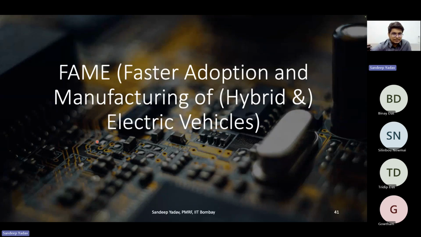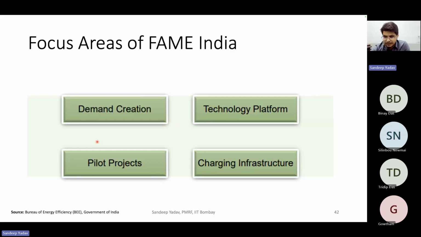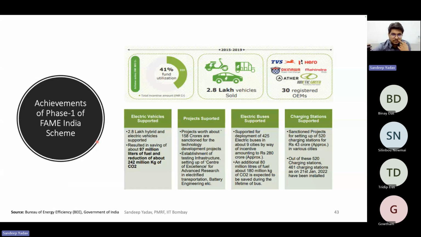There is one more scheme in the automobile sector, that's FAME. FAME was the Faster Adoption and Manufacturing of Hybrid and Electric Vehicles. The focus areas are demand creation, pilot projects, technology platforms, and charging infrastructure. The achievements of phase one of FAME: 41% of the allocated funds was utilized as incentive, 2.8 lakh vehicles were sold, and there are a few OEMs. OEM stands for original equipment manufacturer. In phase one, there were TVS, Hero, Ather. A few charging infrastructure has been developed. All the details are given here. You can go through this.